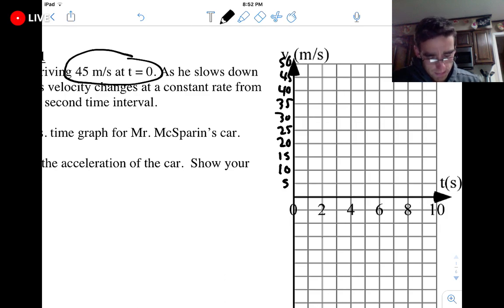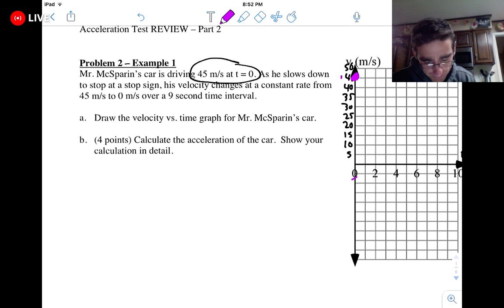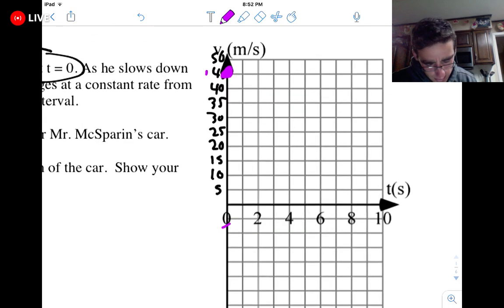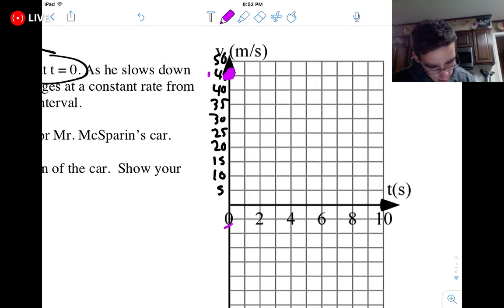All right, now I'm going to do a different color. Let's do purple. I know that it has to be where time is 0 and velocity is 45. So that's going to be right there. That's my starting point. Now I know that at the end of this, I'm going to be going 0 meters per second, and it's going to take 9 seconds to get down to that. So if I look over here, after 9 seconds, that's going to be right there. I've got to be going 0.